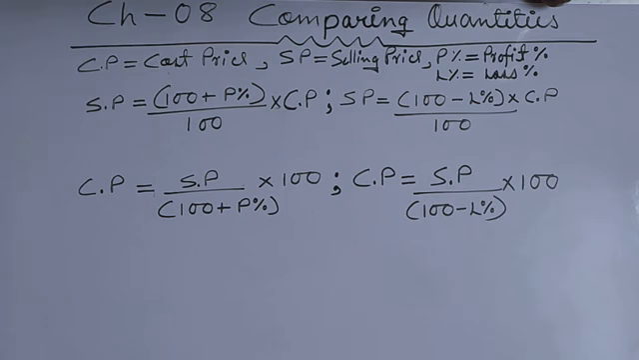So don't interchange the SP and CP formula. The formula that is there for SP will be used for calculating the selling price, and the formula which is there for cost price will be used for finding out the cost price only. So don't interchange them. Let us do some word problems based on the concept of finding CP and SP when different conditions are given to you.